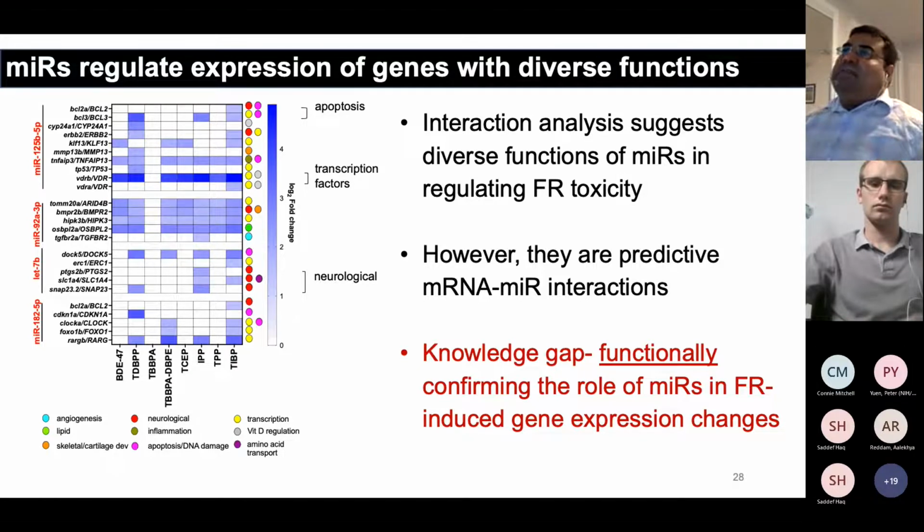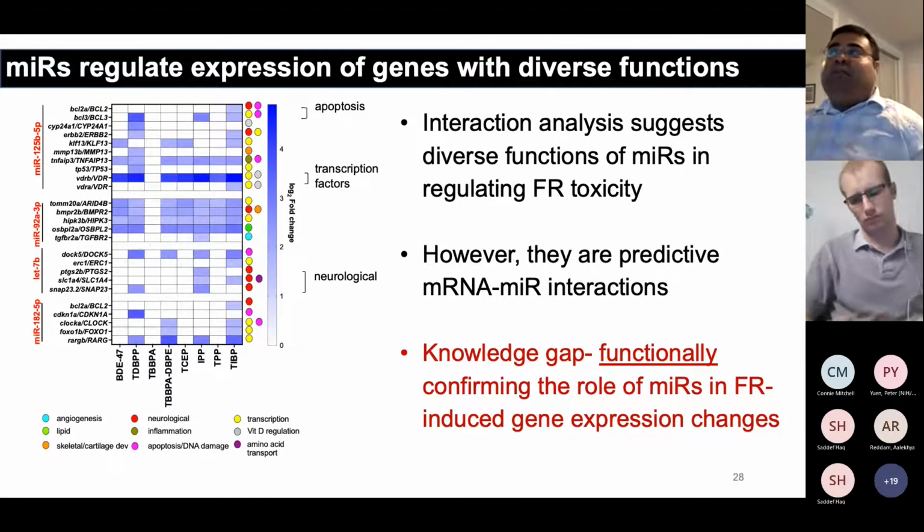This also suggests that microRNAs do not regulate specific pathways in flame retardant toxicity, but regulate a number of diverse biological functions. However, what's important to know is these are all mostly predictive mRNA-microRNA interactions, and the knowledge gap exists in functionally confirming the role of microRNAs in flame retardant-induced gene expression changes.